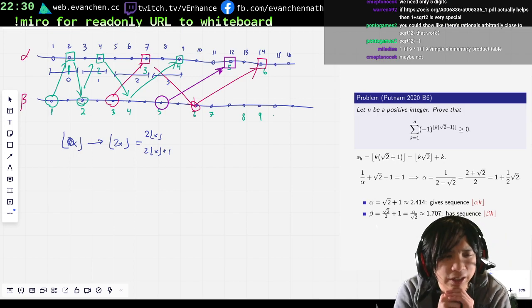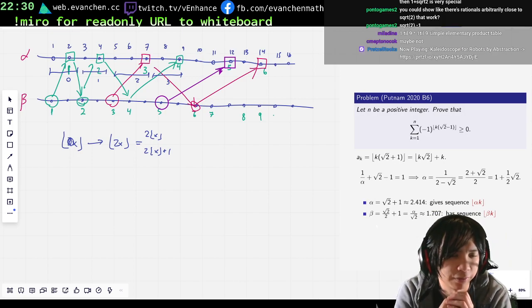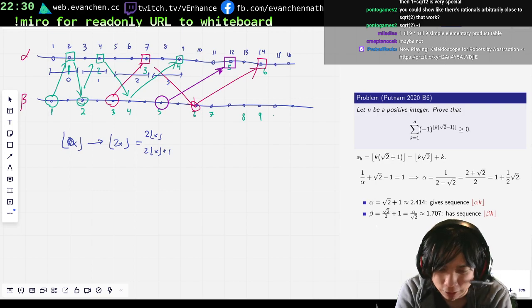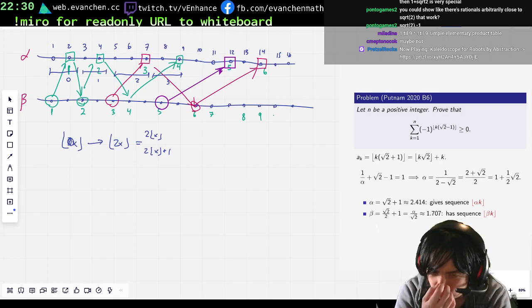I agree that if you can show these claims, they would be sufficient to solve the problem. I just don't see how the claims look any easier than the original, like all the rational approximation claims. In particular, you need to use something about the number square root 2 minus 1, right? You need the actual constant, and I don't know what property that constant should have.